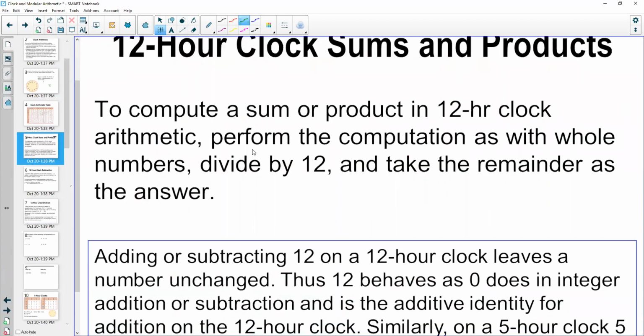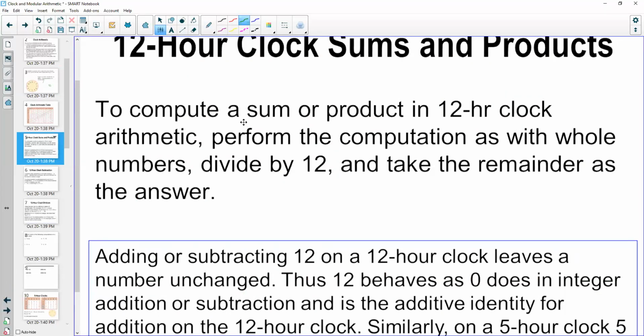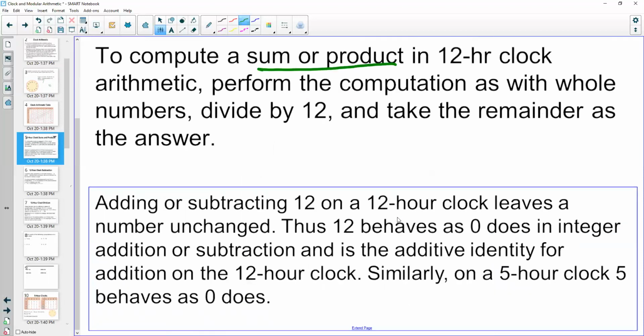Okay, so to compute, particularly for sums and products, we think about the math and we think about the remainders. When you add or subtract in a 12-hour clock, if you add or subtract 12, 12 acts like a 0, because 12 just gets you all the way around the clock, back to where 0 is. So if I take 1 p.m. and I add 12 to it, I get to 1 a.m., but I still get to 1. Now, put that in a circle. All right, subtracting 12 does the same thing.